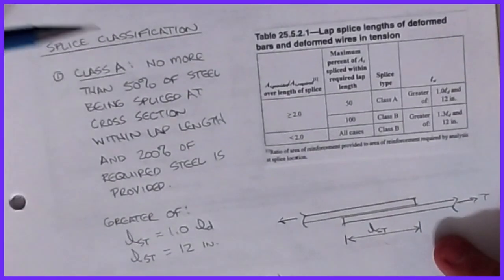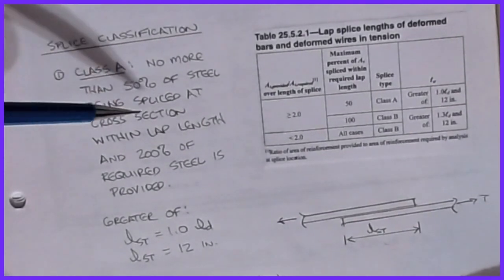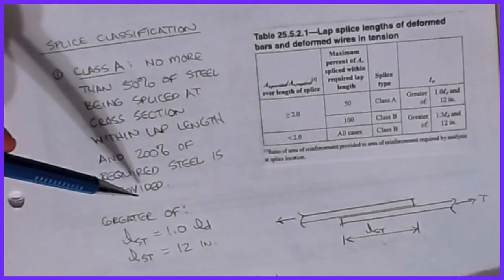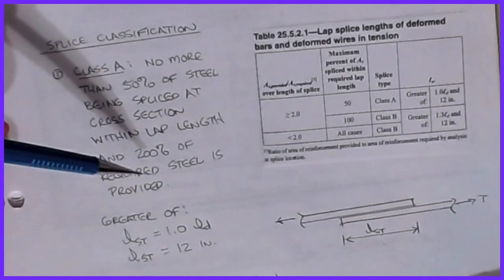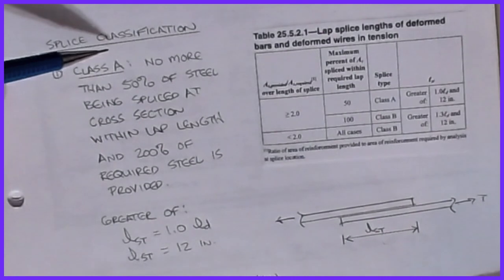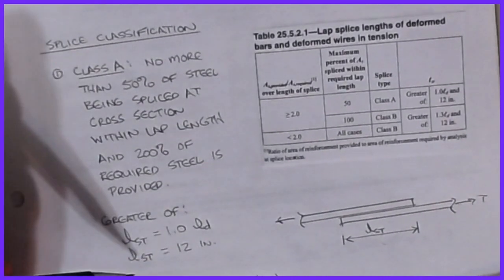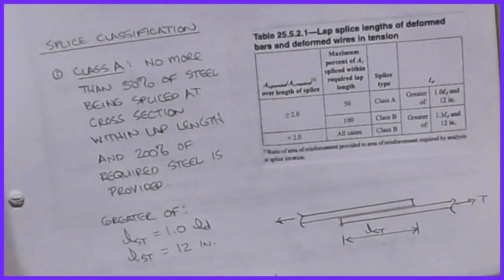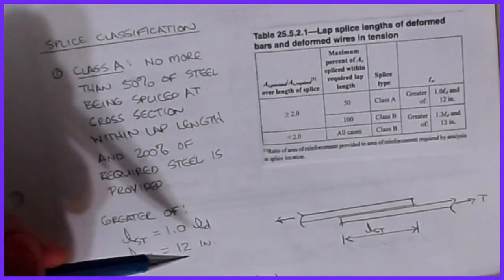Now, splices fall into two categories. The first one is a Class A, which is no more than 50% of the steel being spliced at a cross-section, and 200% of the required steel is provided. Mainly, you've put a lot more steel than what you really need. That's considered a Class A. For a Class A splice, l_st is 1.0 times l_d, and it's the greater of that value or 12 inches, depending on the bar size. The l_d is what we calculated in the last video.